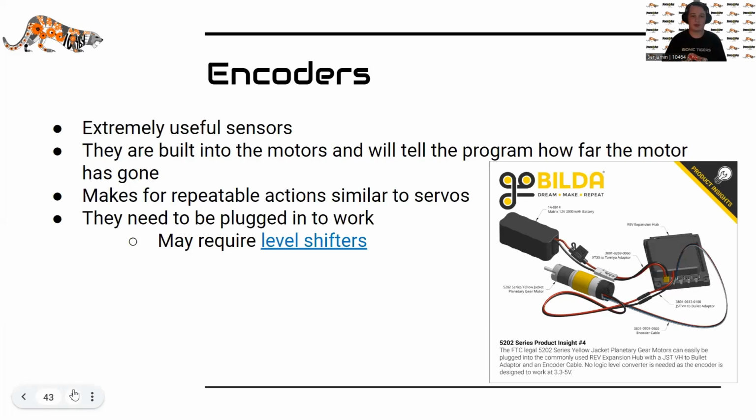They make for repeatable actions similar to normal servos. So while a CR servo acts as a mini motor, an encoder motor acts as a more heavy duty normal servo. So like I said before, in a case like you have a heavy duty arm that you need to move to 2 positions, you'd need a motor with an encoder in order to do that.